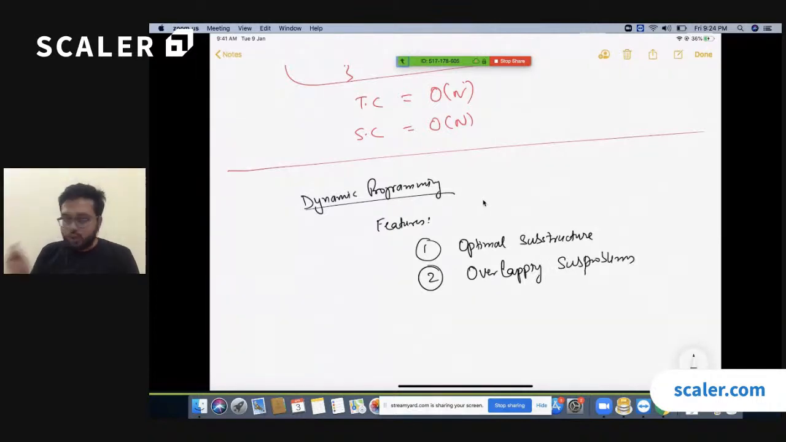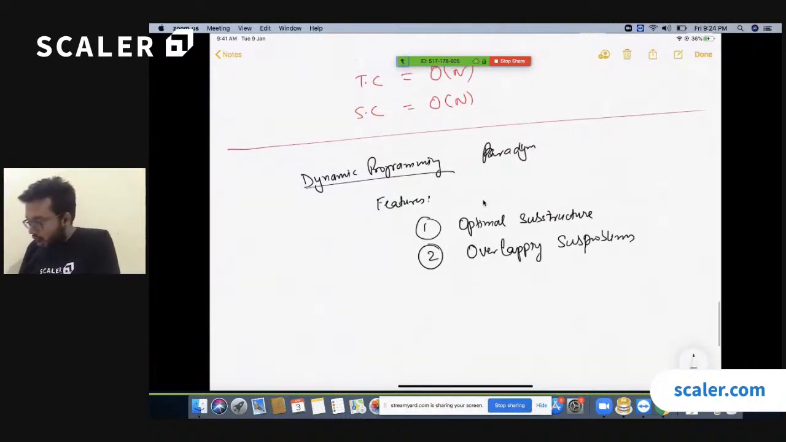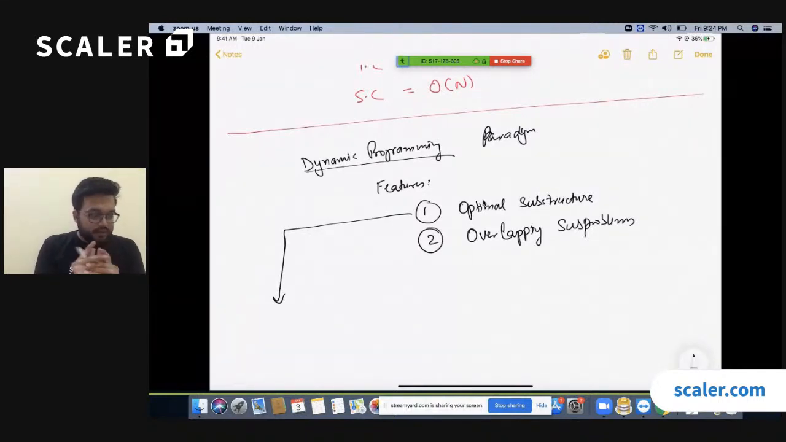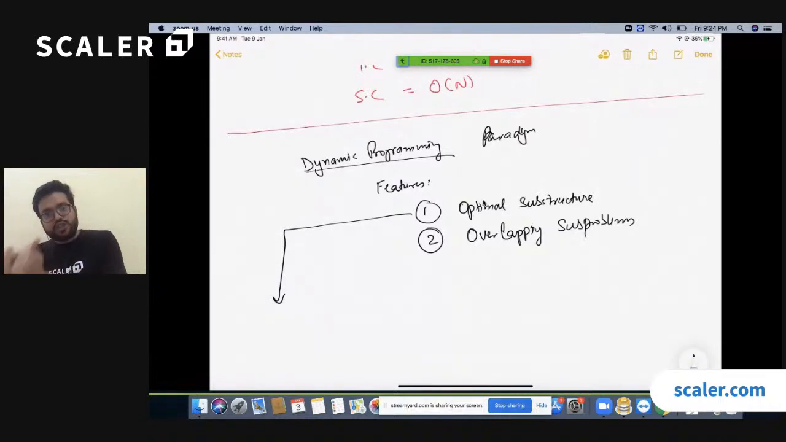So these are the two features that you look for in any problem to make sure whether that problem can be solved using the dynamic programming paradigm or not. Now let's explain these two features in more detail. Optimal substructure simply means that the optimal solution to a bigger problem can actually be constructed using optimal solutions to smaller problems.